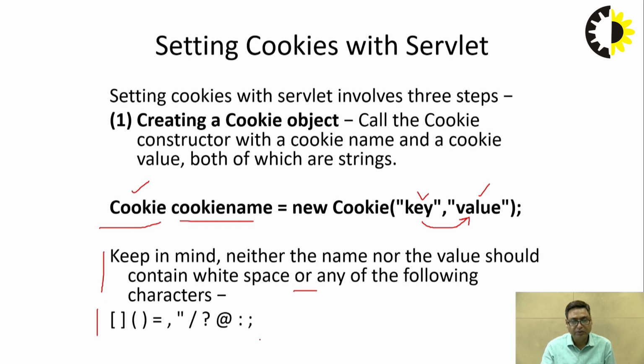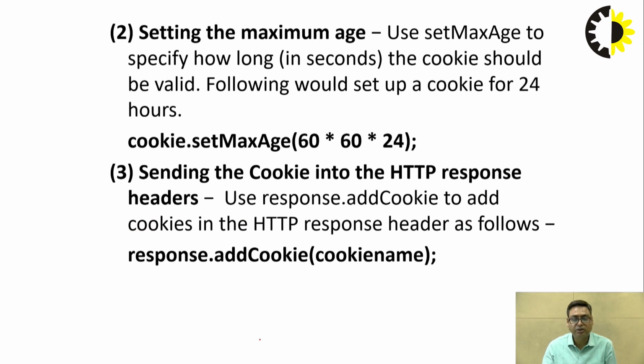When the cookie has been created, the next job is setting the age of the cookie. For that, we use the function setMaxAge. We pass the value here, 16 to 24. In this case, we are setting the cookie for 24 hours. After 24 hours, this cookie will expire automatically.